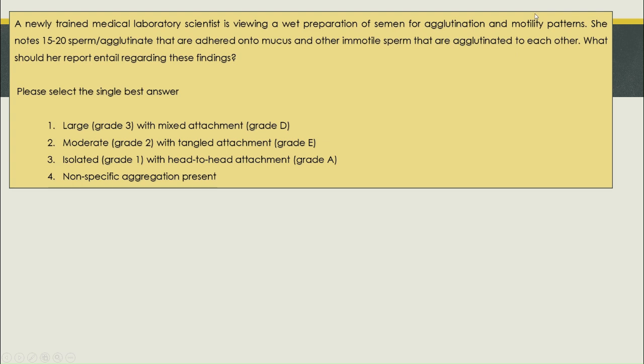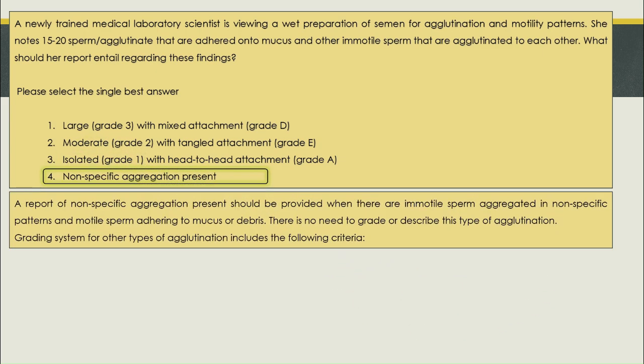1. Large, grade 3, with mixed attachment, grade D. 2. Moderate, grade 2, with tangled attachment, grade E. 3. Isolated, grade 1, with head-to-head attachment, grade A. 4. Nonspecific aggregation present.